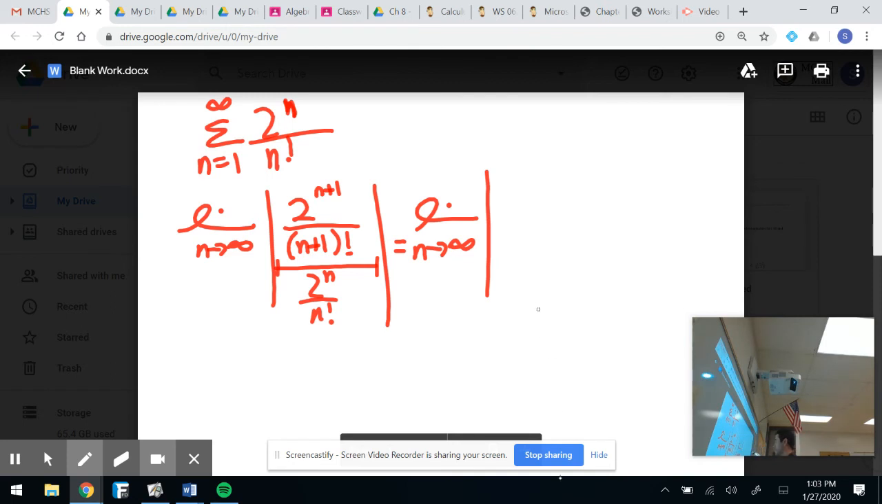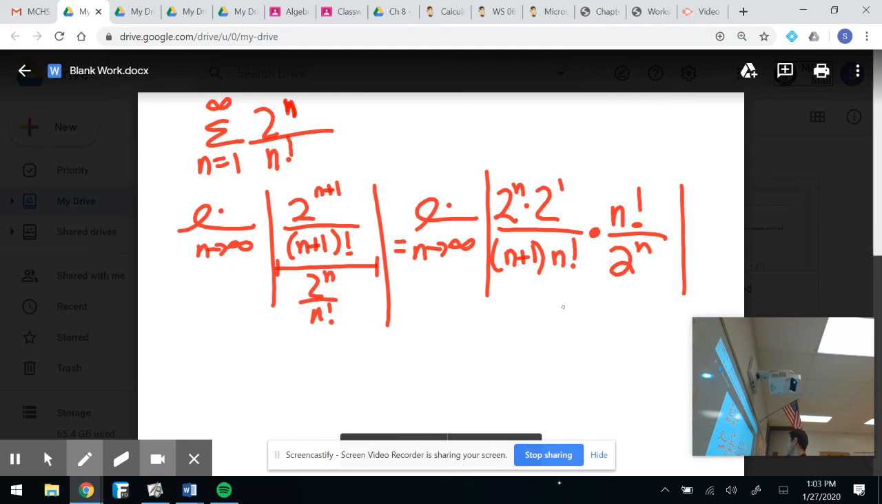So I have to try something else, which is to simplify. As I simplify, I'm going to write that as 2 to the n times 2 to the first over n plus 1 factorial, which I'm going to write as n plus 1 times n factorial. It's another way to write that, right? We just keep on taking away 1. All right, and then instead of dividing, I'm going to multiply that by n factorial over 2 to the n. Now, if you notice, I already simplified. Oh, sweet. So all that stuff went away.